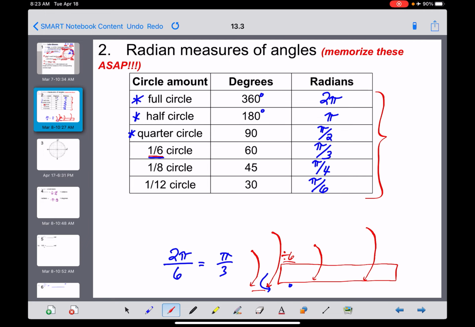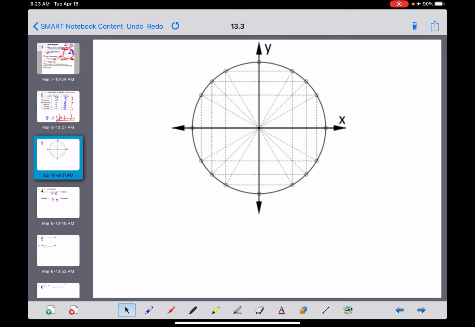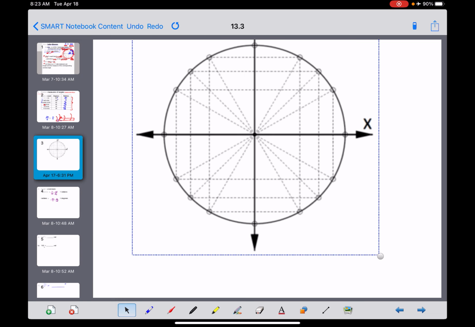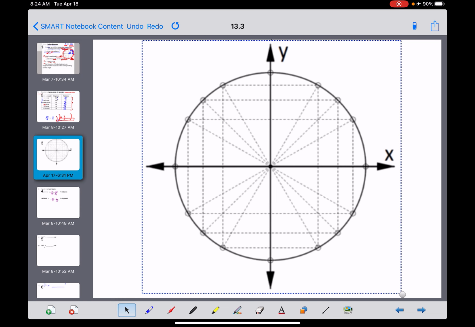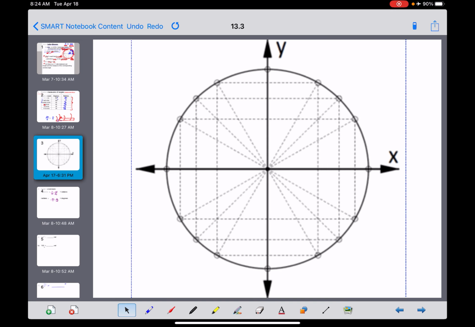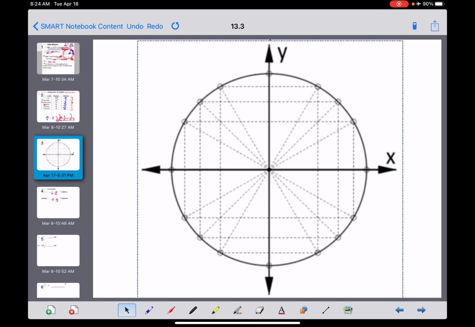So let's go back to this diagram right over here, which we saw in 13.2. This is my little AutoCAD version of the unit circle. And in 13.2, when we took notes on this, we did a whole lot of labeling.